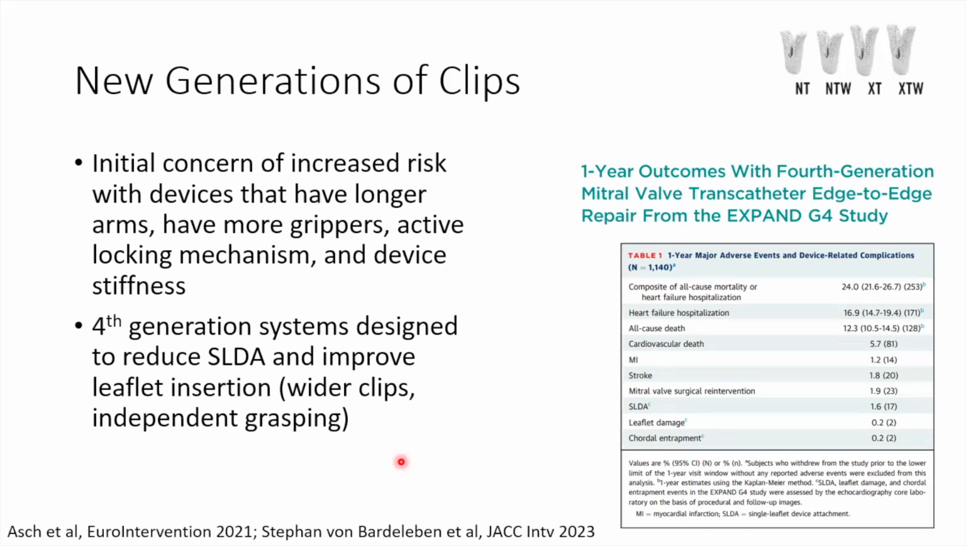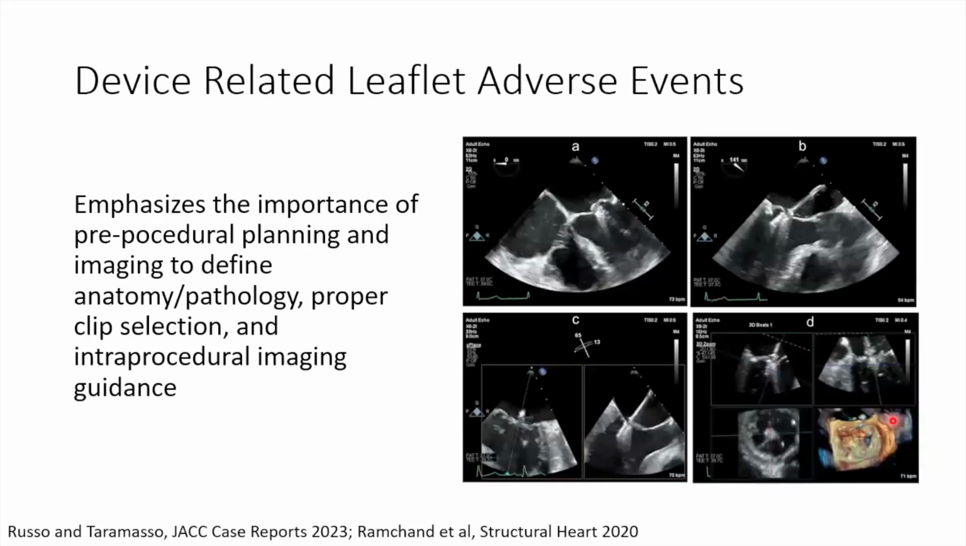The fourth generation devices actually were introduced more so to reduce the SLDA and the likelihood of improving leaflet insertion with these wider clips and having these independent grasping mechanisms. And in this most recent, fourth generation, the SLDA rate is somewhere like 1.6% in registry data, or in this cohort study. So much less likely actually with the newer generation for various reasons.